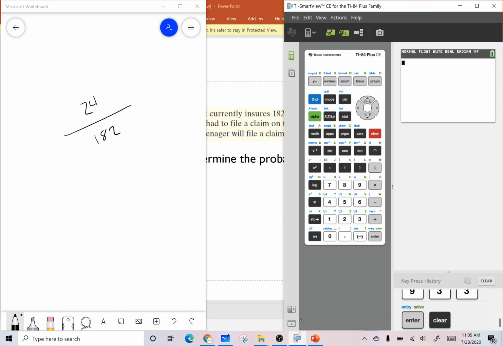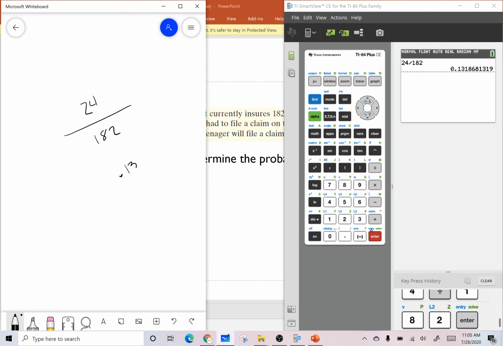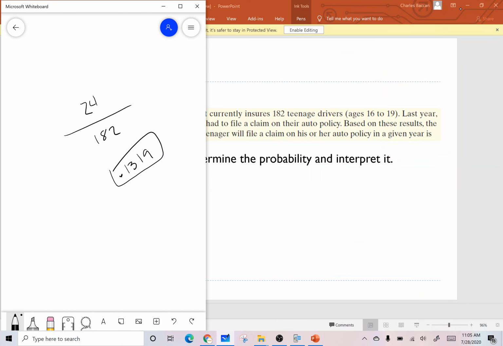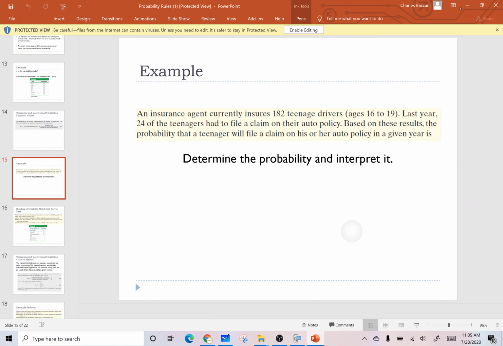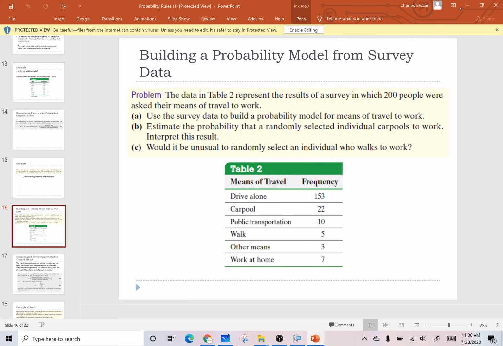So if we divide that, that is 0.1319. So a 13.1% chance that happens. Another way you could say it is that about 1 in 10 filed a claim. Obviously it's a little higher than that, but close.